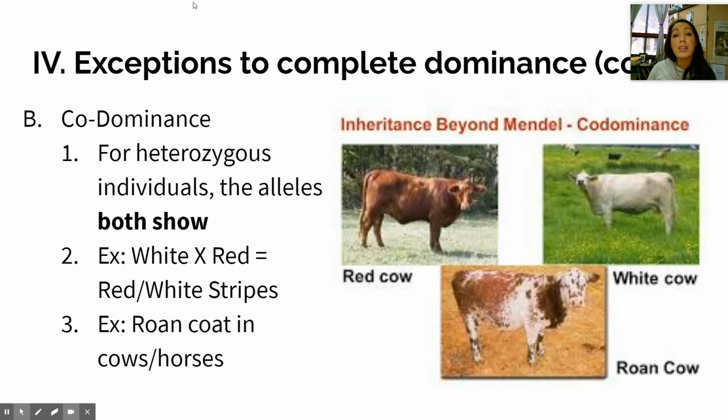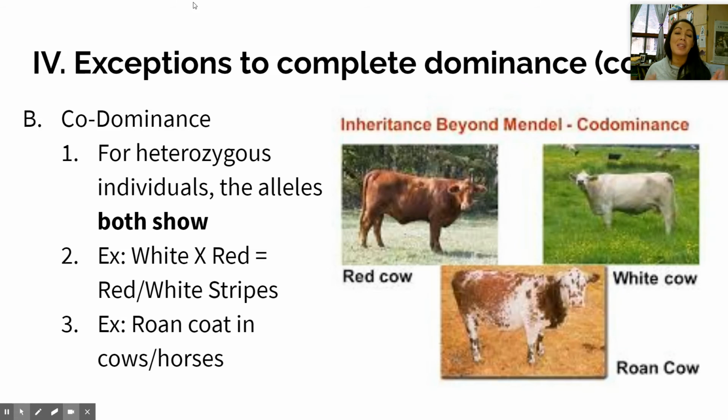Okay. A really good example of this is in horses and cows. And this is what we call the roan coat. So this is what we see on the right side of this slide here. You cross a red, which is really more of a brownish color, but they call that coat color red. You cross a red cow with a white cow. They're both equally dominant. One's not going to take over the other. And you end up with the roan coat. So on that offspring that has both of those traits, you'll see parts of that coat are red, parts of that coat are white. Okay, so that's what we call codominance.